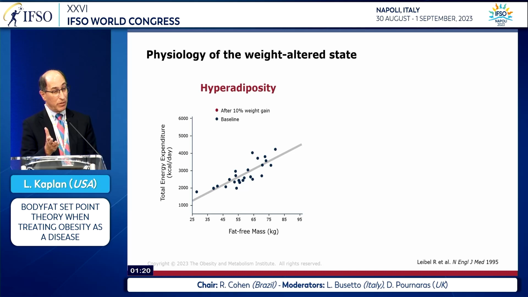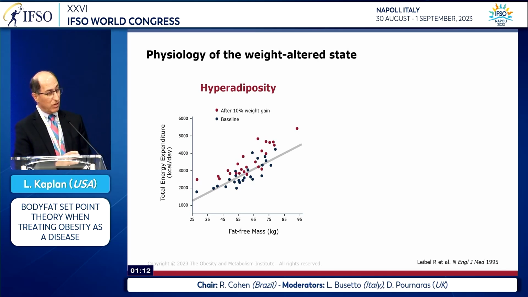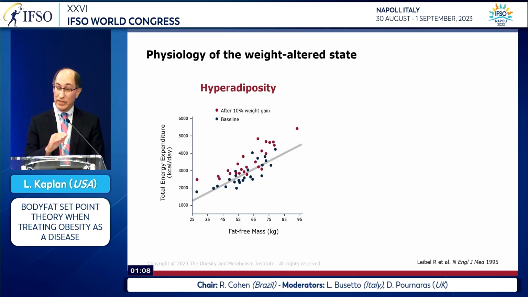After these people have been encouraged to eat so much that they gain 10% of their weight, this is what happened to their total energy expenditure. It looks subtle, but it's significant that their energy expenditure went up in response to overeating and gaining body fat mass. They didn't gain body muscle mass. This is body fat mass that they gained, and they increased their energy expenditure, which would tend to reduce their weight.